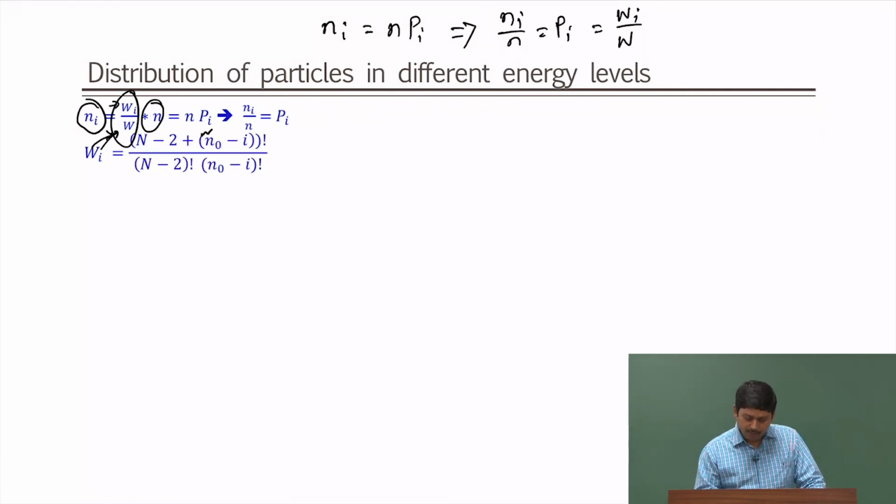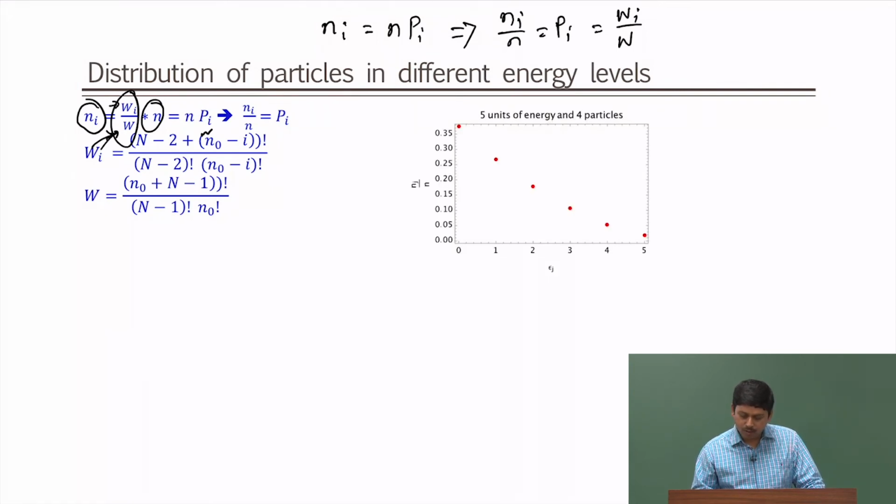So, we have given the formula of W, we have given the formula of W I, and when you use it for 5 units of energy and 4 particles, you see it is following some kind of decaying distribution. What it means is that when the energy is smaller, n I is larger. n I is larger means probability is larger. So, for particles to fill up the lower energy level is more probable than the higher energy level.